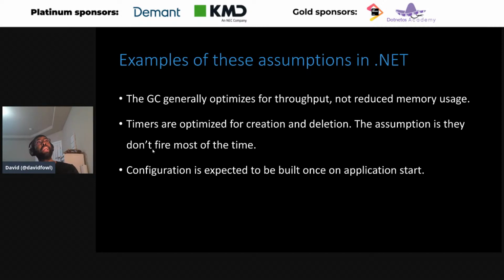Timers are a very interesting one. Timers are optimized for creation and deletion. So the assumption is that they don't fire most of the time. If you think about creating a cancellation token with a timeout, that will create a timer entry. And the assumption is you create a cancellation token per request, and you pass it to an API, and then you call dispose, and it never fires. And that's the case the timer queue is super optimized for.